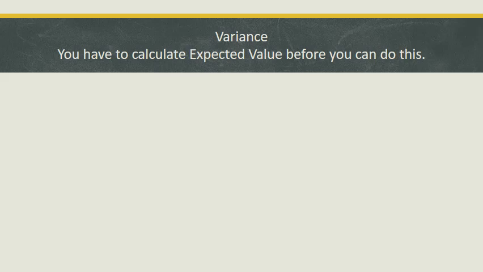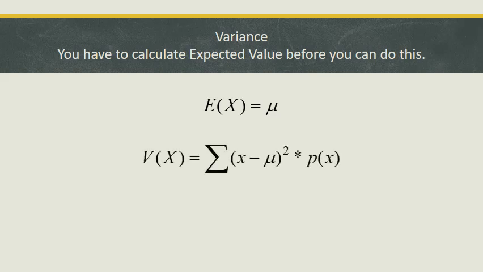Okay, let's move on to variance. You need to calculate the expected value before you start because it's used in the formula. I'm going to use the Greek letter mu since it's a little more convenient. Here's the formula. For each possible outcome, you subtract the expected value, and then you square the result. Then you take your answer and multiply it by the probability of that outcome, and then you add all of them up. So it's a much longer calculation.